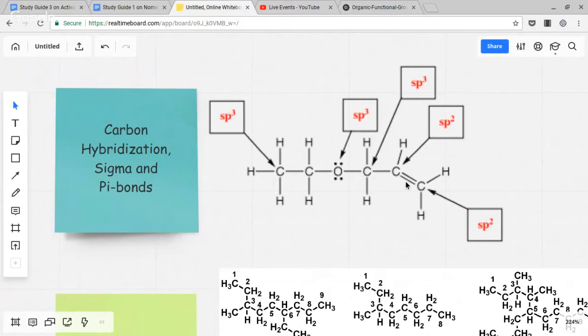So sp means you only have two orbitals ready for bonding. So if you have two double bonds, that's two bonds, and Male is correct.